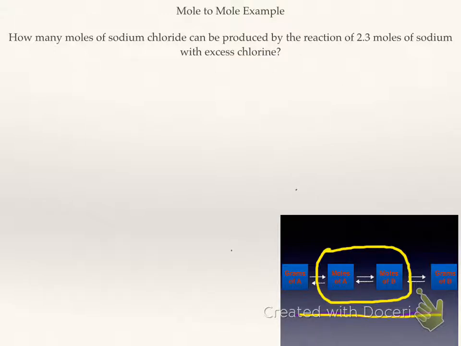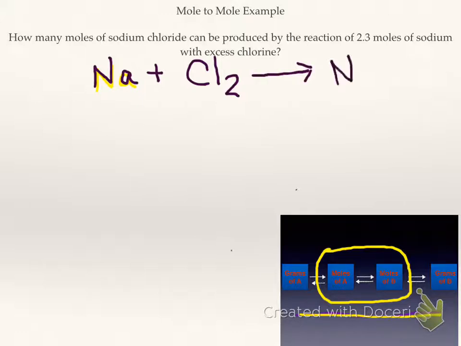It says, how many moles of sodium chloride can be produced by the reaction of 2.3 moles of sodium with excess chlorine? First of all, we need a reaction. We're reacting sodium with chlorine. Remember, chlorine is a diatomic element. It's one of the 7 Hoberfinkel. And we're forming sodium chloride. So this is our reaction. We need to balance this, so we would have coefficients of 2, 2, 1.